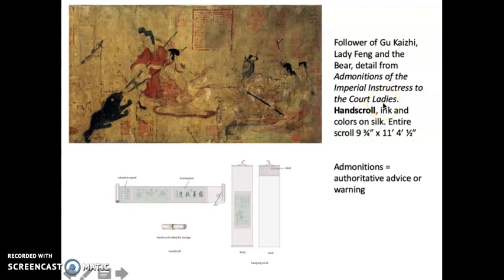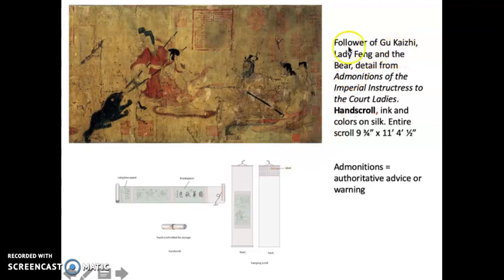I'm going to talk a little bit about that. Admonitions means authoritative advice or warning. So it's sort of the Imperial Instructress, it's her job to scold and advise the court lady. So we'll talk about those admonitions in relationship to kind of Confucianist meanings of what's happening in the painting. But let's go back to the facts of the painting.